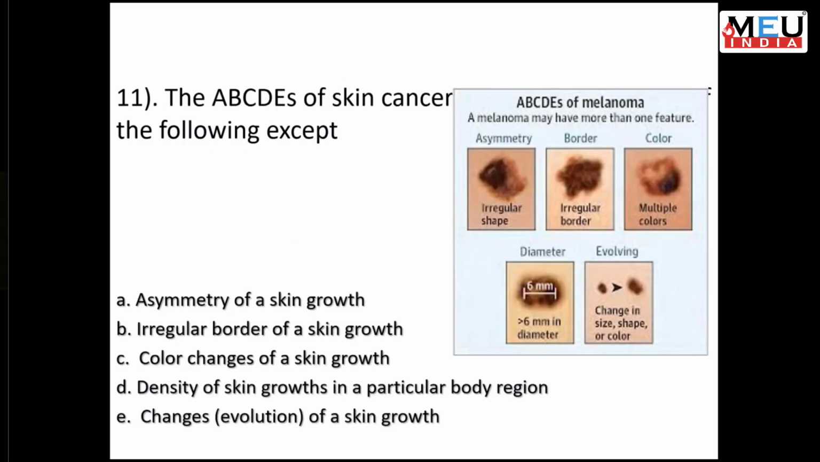11th question, ABCD of skin cancer, all of the following except. Asymmetry of the skin growth, irregular border of the skin growth, color changes of skin growth, density of the skin growth in a particular body region, changes or evolution of a skin growth. Which is not a correct answer for this? All of the following are true about skin cancer except this, especially in malignant melanoma. So here the answer is D. It should be diameter of the skin growth, not density.